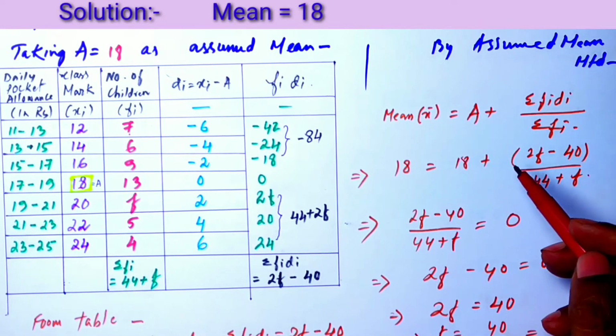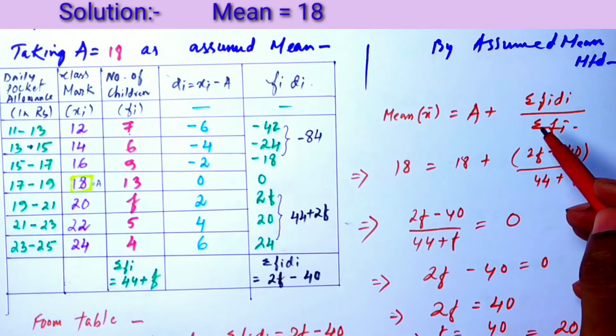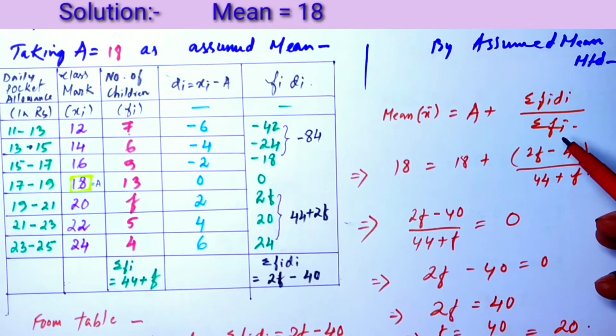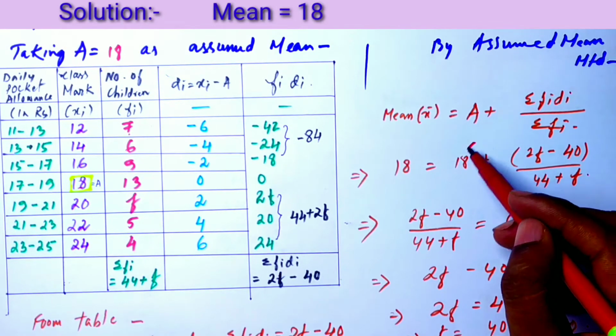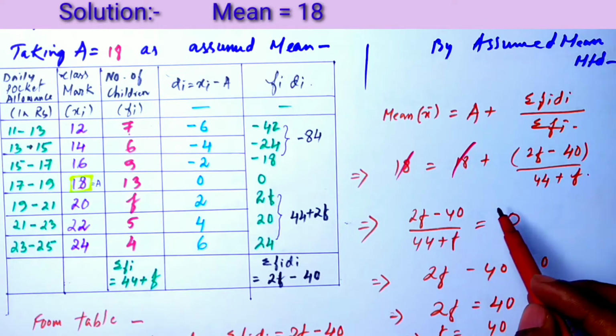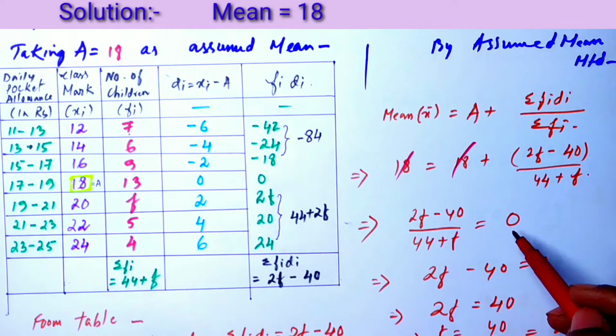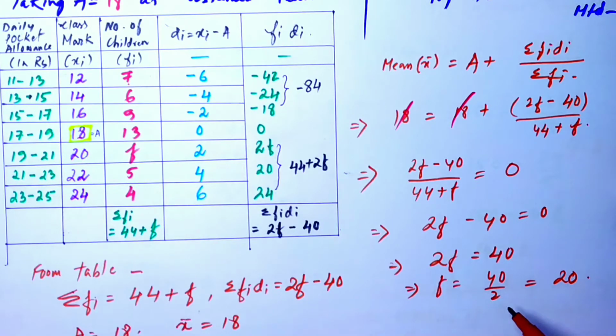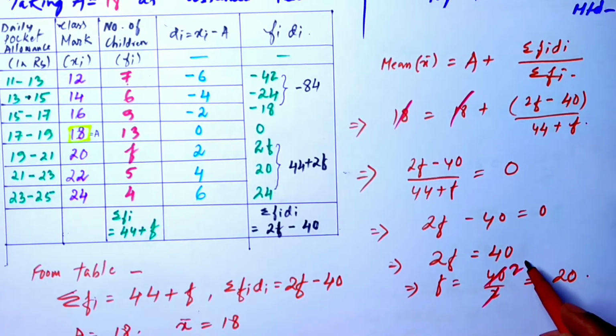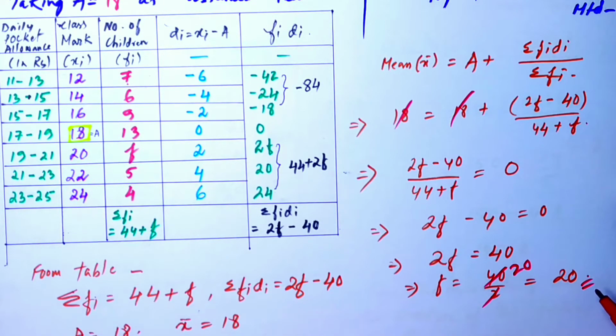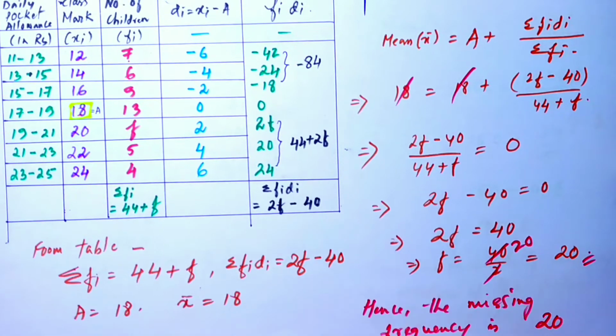By the mean method we have mean equal to A plus summation FiDi by summation Fi. So we put the value and we can cancel this 18. So we have 2F minus 40 divided by 44 plus F equal to 0. So this goes right and becomes 0. So 2F minus 40 is 0, so 2F equal to 40. So F is equal to 40 by 2, 20. Hence the missing frequency is 20.